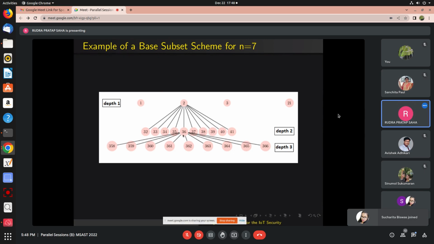And the number of children also at depth 2 is 2 into n-2 minus 1. So at node ID 36, the number of keys in depth 2 is 9.